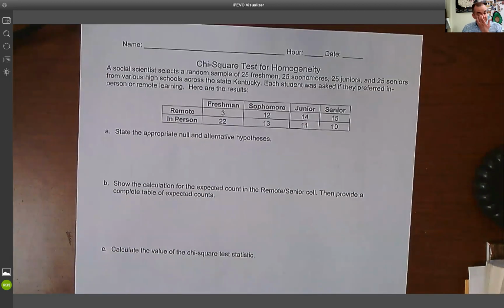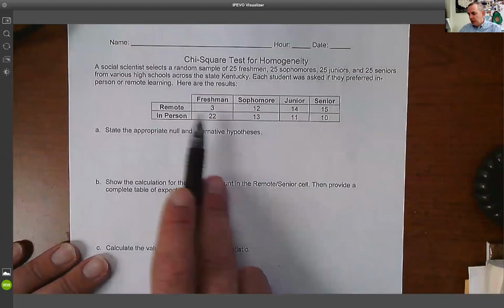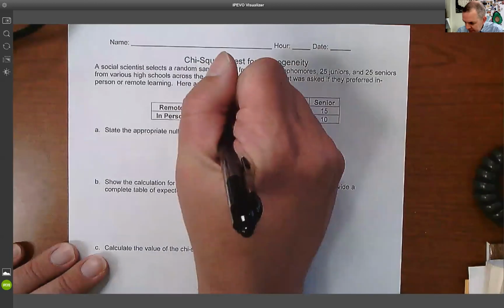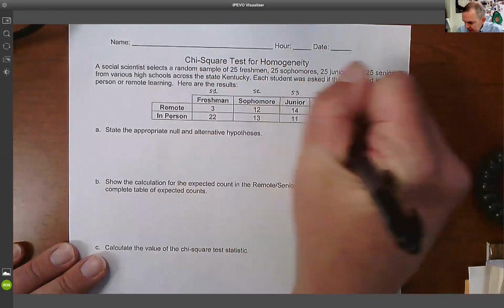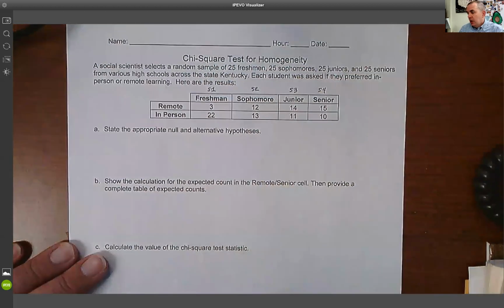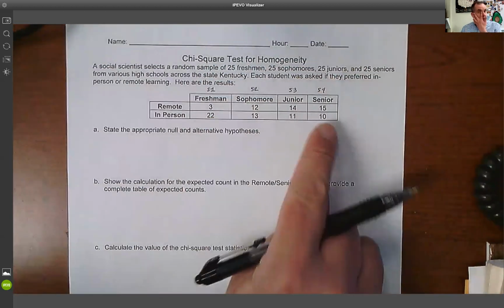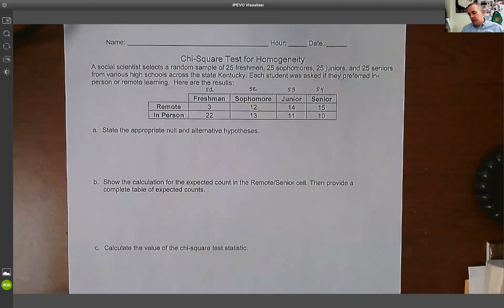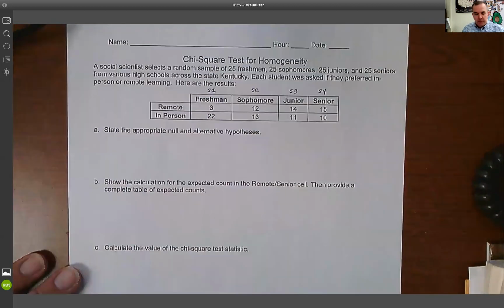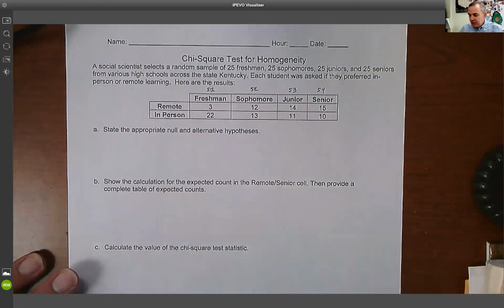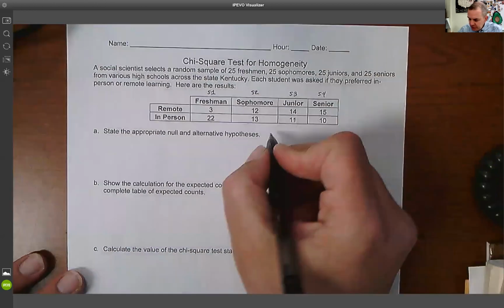So what we're going to do is when we look at this, we are going to say these are individual samples. So this is sample 1, this is sample 2, this is sample 3, and this is sample 4. We're going to see if there's any difference between those years, between freshman, sophomore, junior, senior. So there's 4 different samples. And we're trying to determine if it's remote or in person. So we're still going to go through that same process.